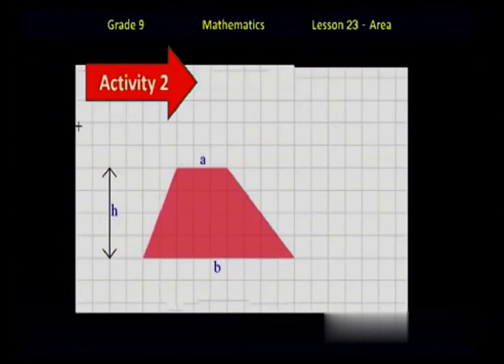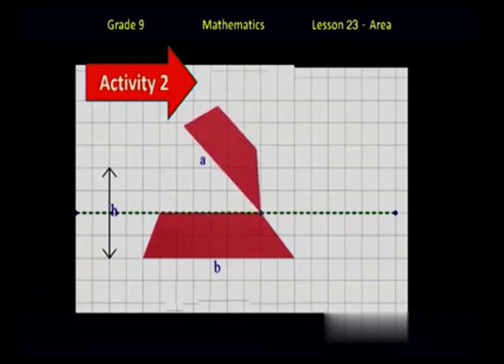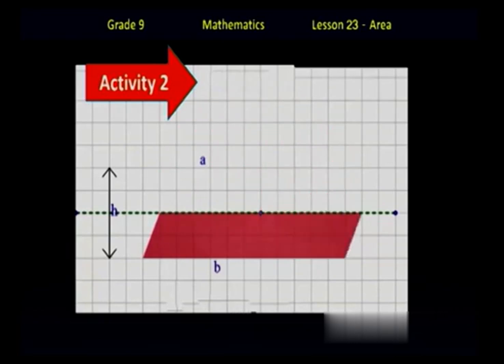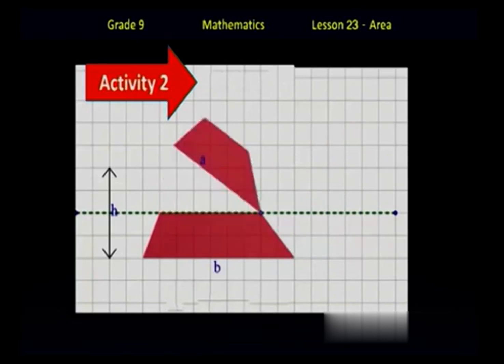Now dear students, let's go to the next one. There is another activity. What is it? Carefully observe it. What is happening there? There is a trapezium. Height is h. It is divided into two parts. Then height is divided into 2. Then what is formed? Then again look at it.